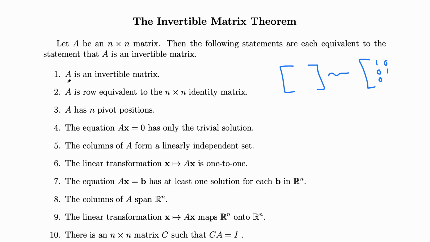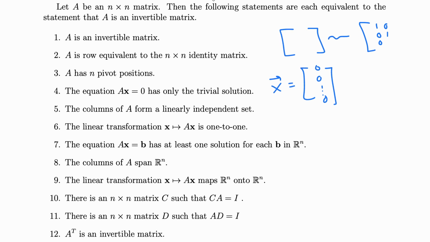In the same way, A having n pivot positions is the same as the equation Ax equals 0 having only the trivial solution. Trivial solution means x is all zeros. So these four are equivalent. So if 3 is true, then 4 is true, 2 is true, 1 is true. All the statements are the same. I mean, they are equivalent.